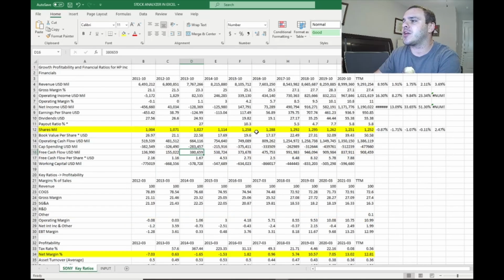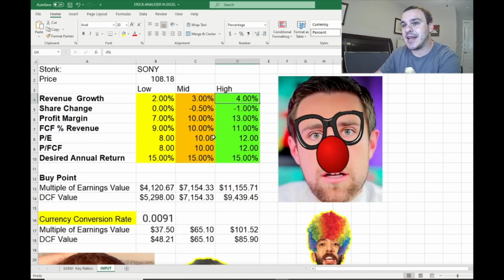Share change. You go back, look at the key ratios. Look at the shares. Over time, looks like they issued a bunch in 2015, a little bit in 2016 and 17, and then they've bought back a little bit. So I said, worst case, they don't buy back any. Best case, they buy back 1%. They may even issue more shares. I don't know. So really up to you.